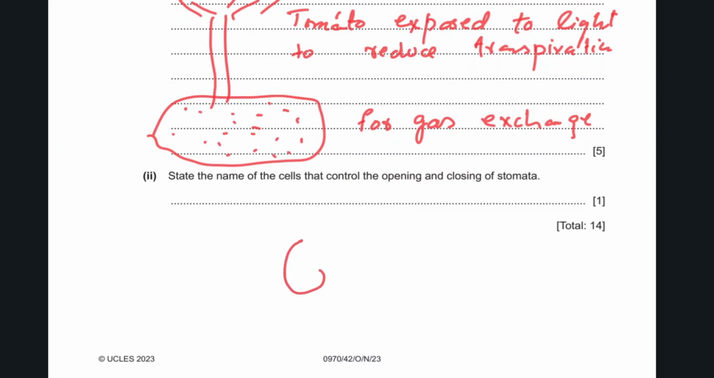State the name of the cell that controls the opening. This type of cell that controls the opening is called a guard cell.